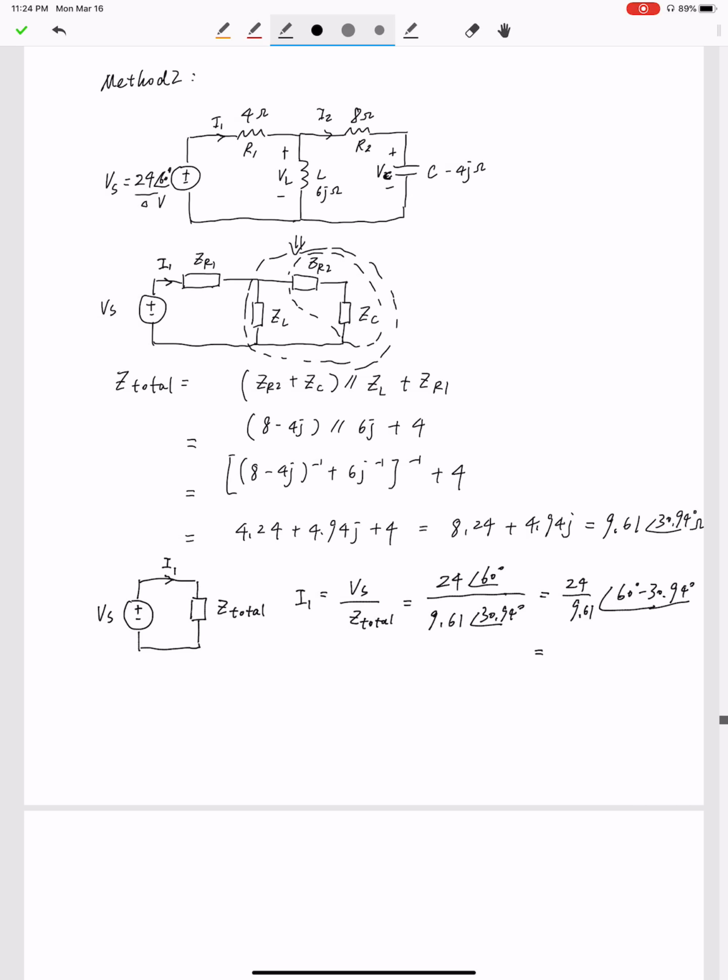9.61, and the result is 2.5. The phase angle is 29.06 degrees. Unit is amps.